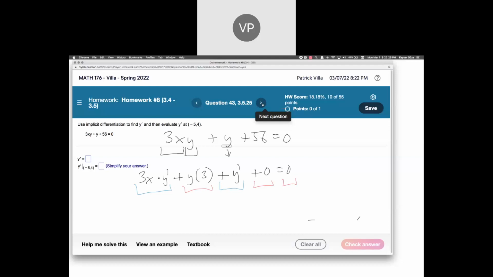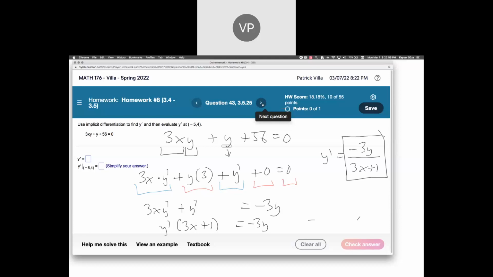Okay, now you can spend this next step cleaning them up, but what I'm going to do is I'm just going to skip and go. Let's put these together, and let's move that 3y to the right, make it a minus 3y. And then remember what we did last time. We factored, and then we divide both sides by that 3x plus 1. So we get a negative 3y over 3x plus 1. And that is the derivative, which is what most implicit differentiation problems look like.